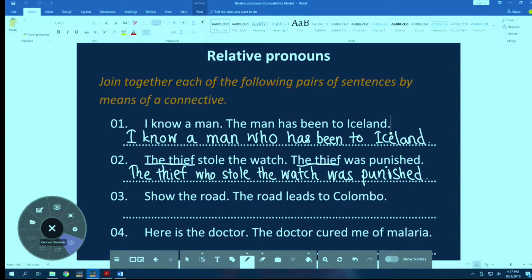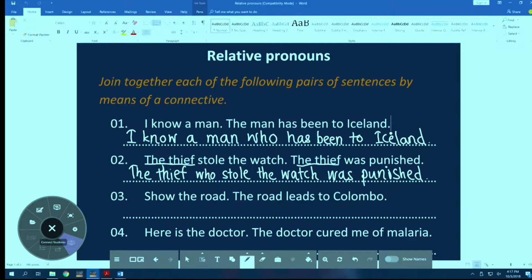The thief who stole the watch was punished. ඔරලෝසුව හොරකම් කරපු හොරාට දඩුවම් කළා. Then third one. Show the road. It is imperative. පාර පෙන්නන්න. Show the road. It is a little bit command.